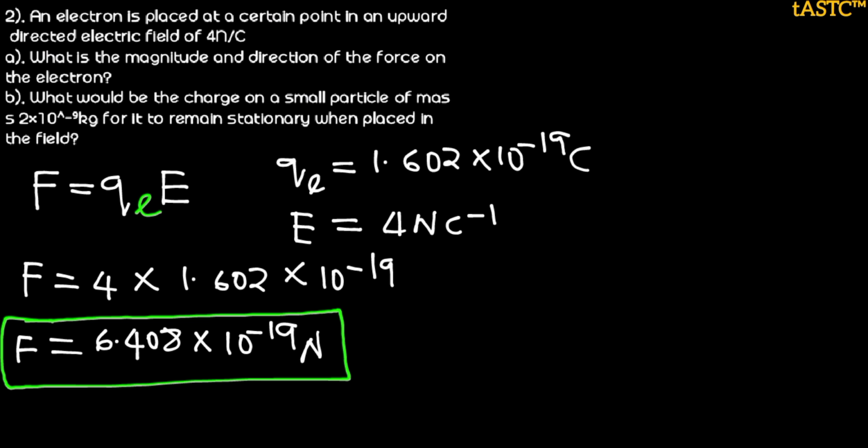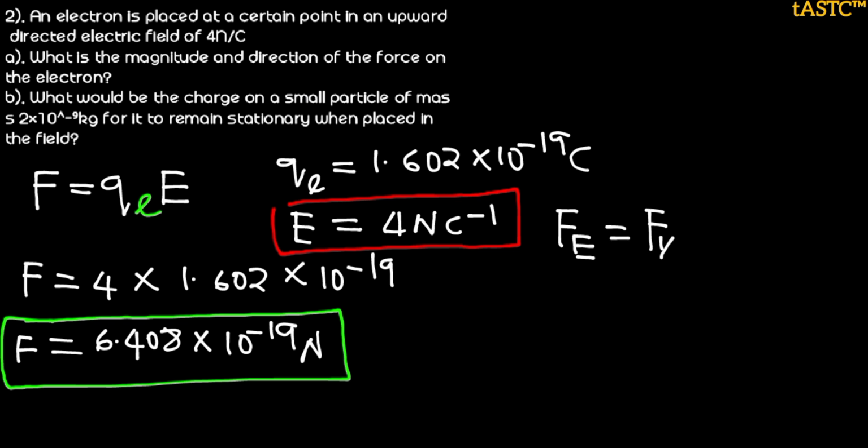Now in the second question, you are required to find out what will make another charge, which is placed within such a field, a field that carries 4 newton per coulomb, to be stationary. In order for that to happen, the electric field force must be equal to the force as a result of the weight. And the electric field force is written as QE.